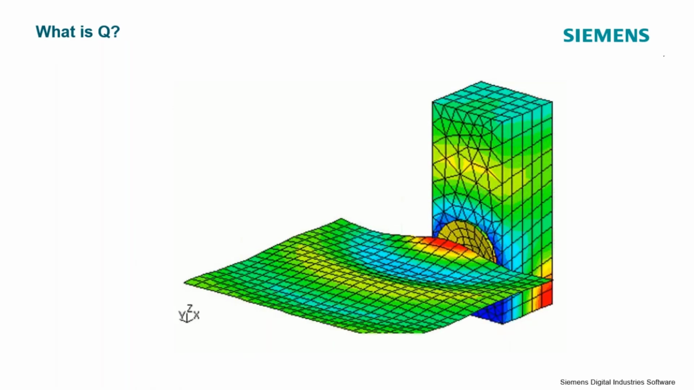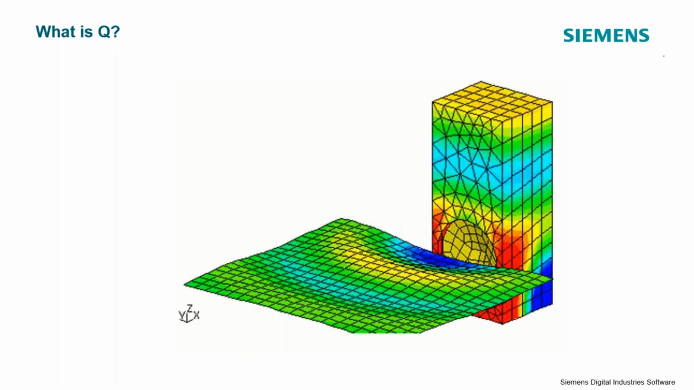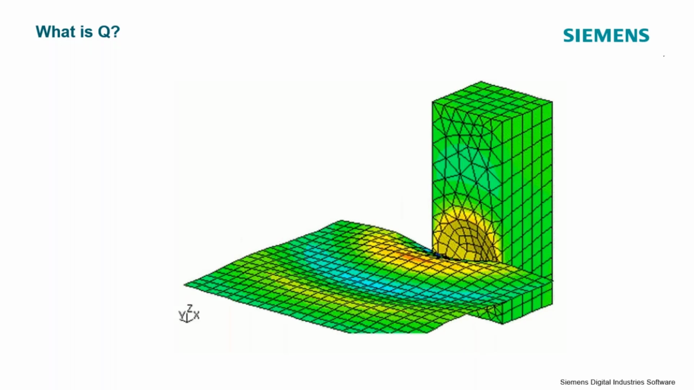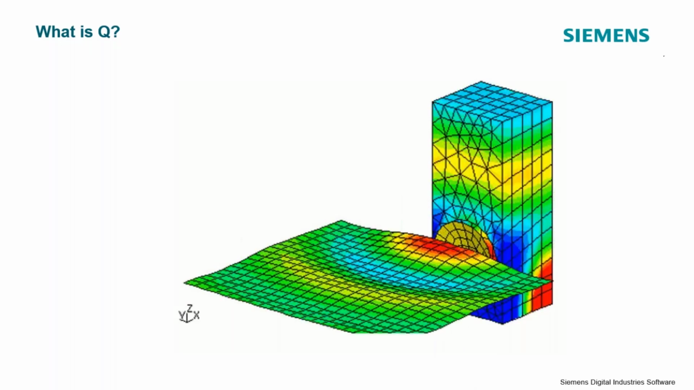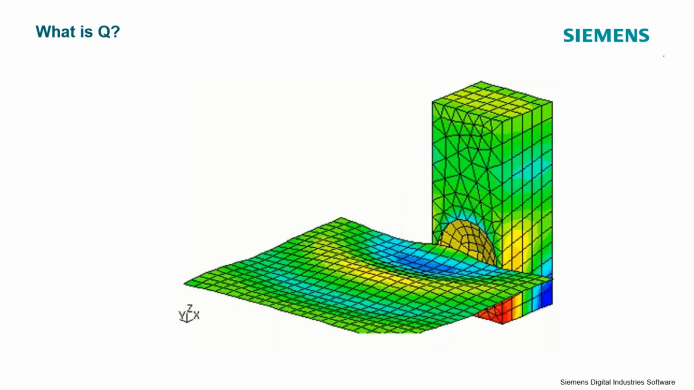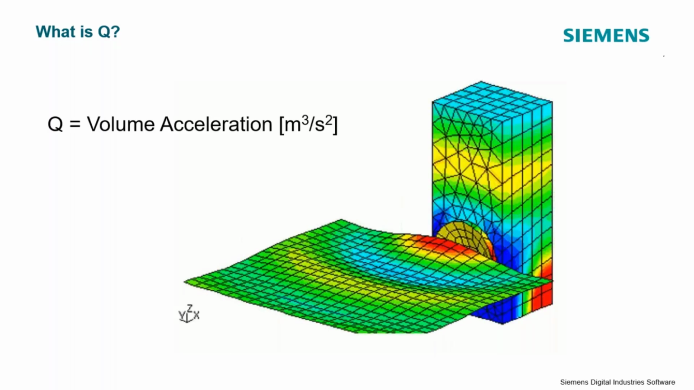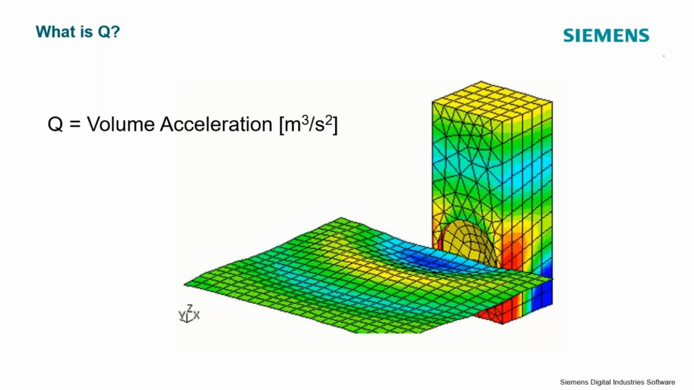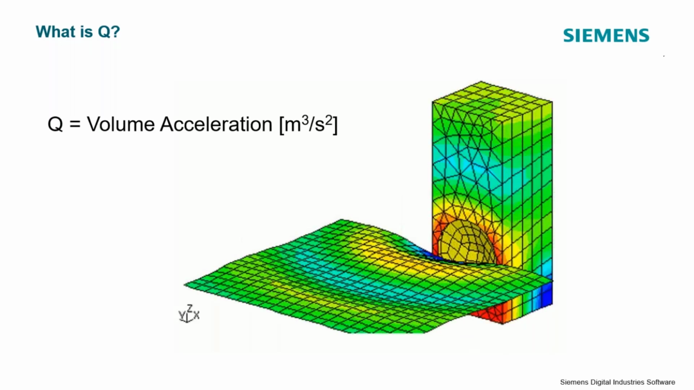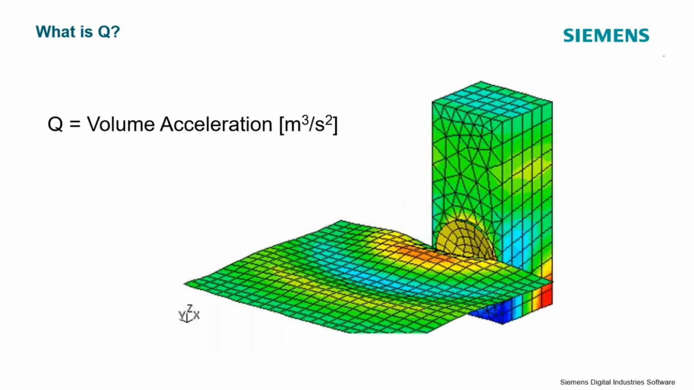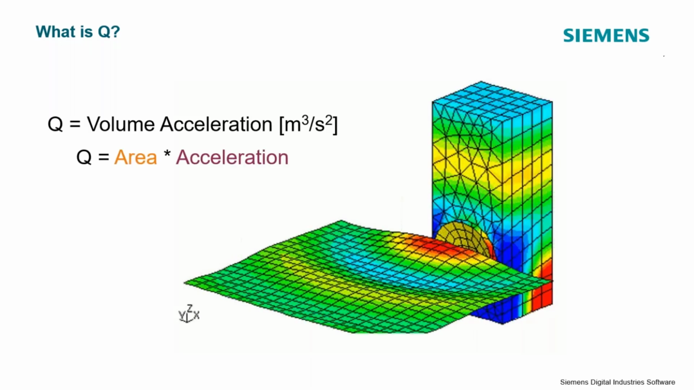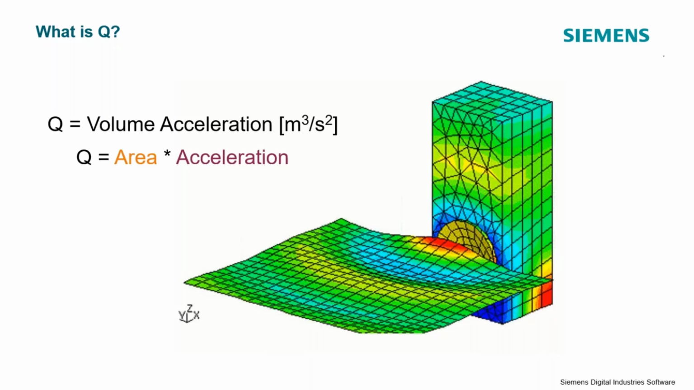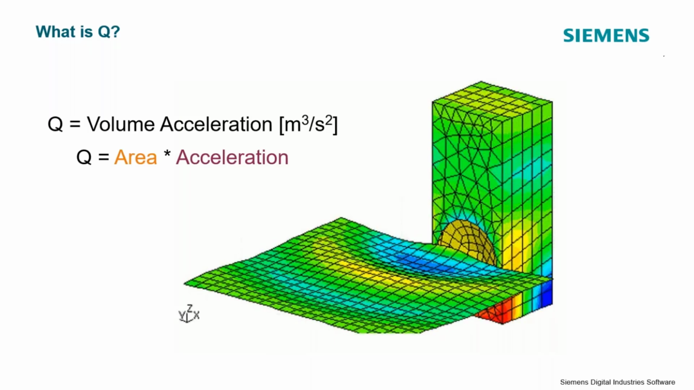So what is Q? Well, if I have this sound source, and in this case it's a speaker, and I want to understand the acoustic force coming out of this speaker, it's a noise source. I'm going to be trying to quantify or measure Q. Well, we said Q was a volume acceleration. Well, how do I measure volume acceleration? Well, let's break this down a little bit. Think of this as really an area multiplied by an acceleration.